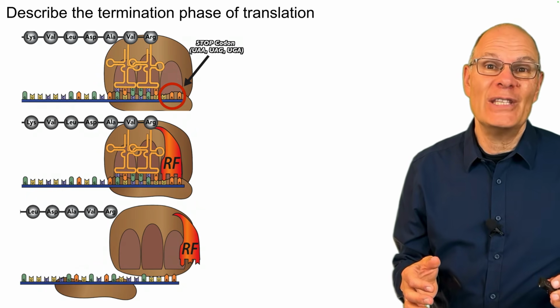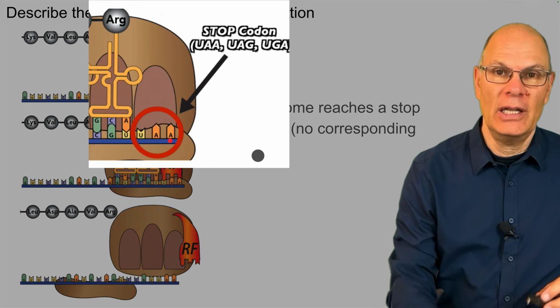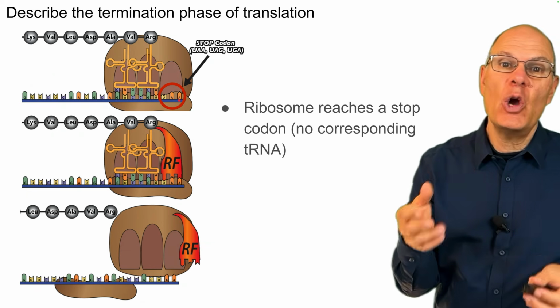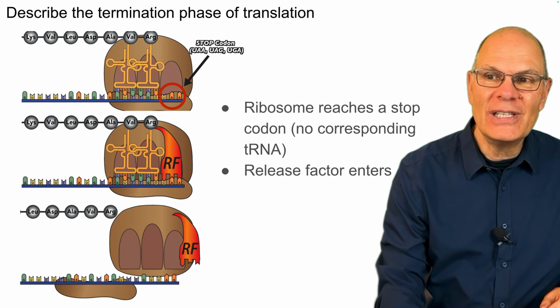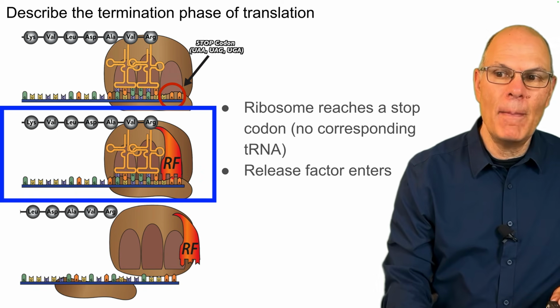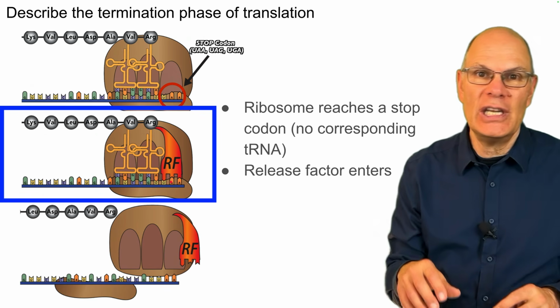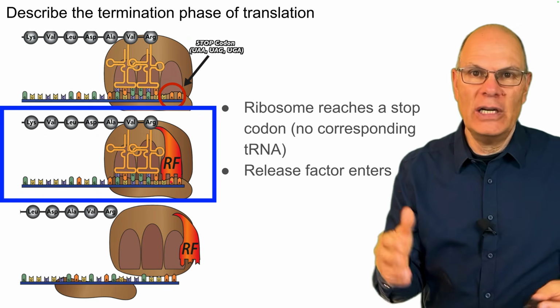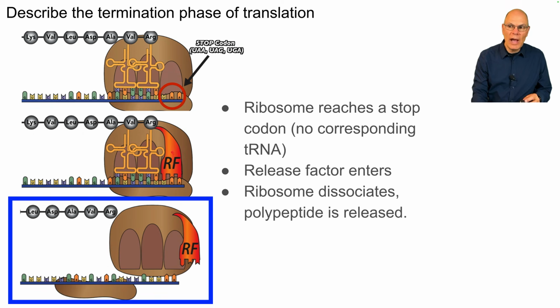Describe the termination phase of translation. The ribosome gets to a stop codon. The stop codons in the genetic code have no corresponding tRNA. Instead, what they do is they code for a release factor. That's a protein that can bind with the stop codon and induce certain changes in the mRNA, tRNA, ribosome complex. And those changes cause the ribosome to dissociate and the polypeptide to be released.